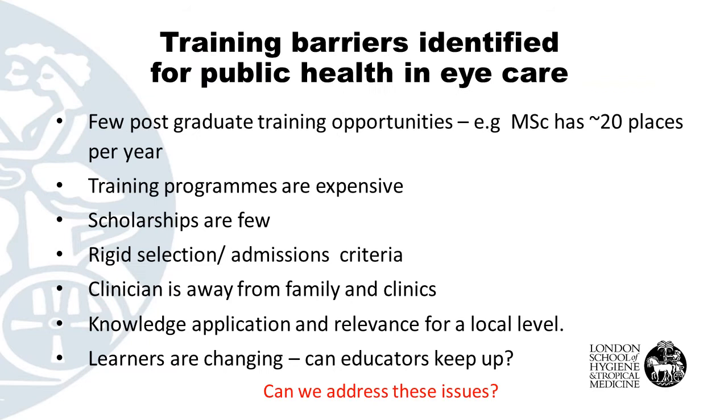So from our perspective, and particularly to address public health in eye care, we looked at the good things we are doing, which is leadership through the masters, but we realized that our programs can be expensive, scholarships are few, we have selection criteria, and it means clinicians are away from their families and their clinics. And we want knowledge to be applicable and relevant at the local level. We wanted to address all these key issues.